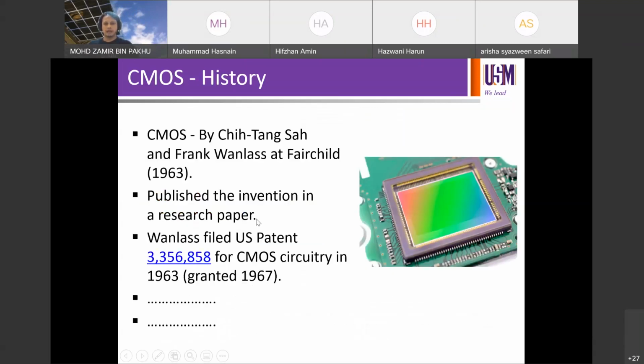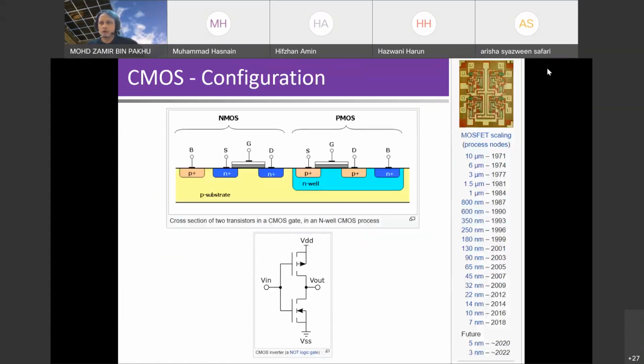So CMOS was then invented by Chi Tang Sah and Frank Wanlass at Fairchild back in 1963. They published the invention about CMOS in a research paper around that time. A patent was also filed for CMOS circuitry in 1963, and granted in 1967. So it was like 60 years ago, the invention. Going forward, since 1963, let's look at the trajectory of the reduction in dimension.